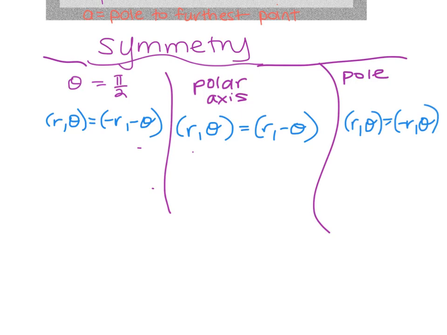So that's why a lemniscate is always symmetric to the pole, because you're squaring r. So if you plug in a negative, it will always go back positive. So that's your by the book test for any different kind.